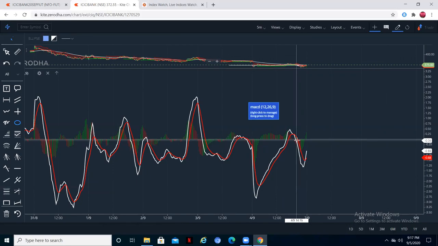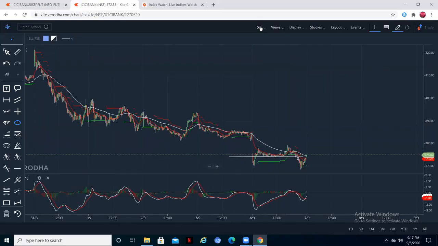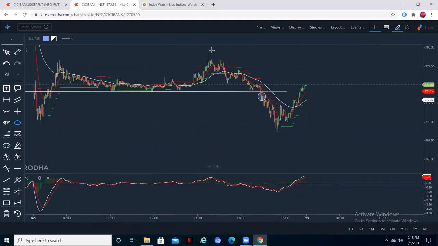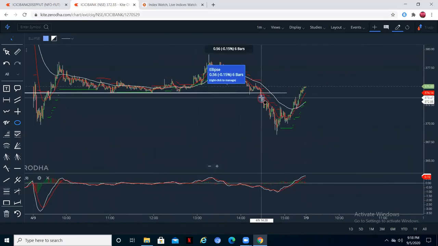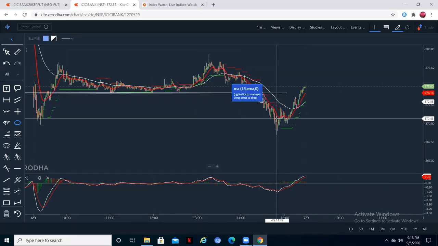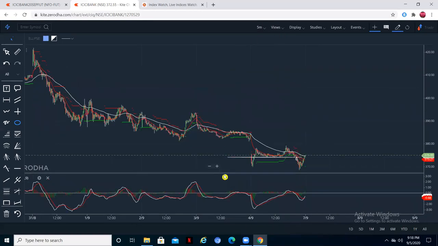So you won't be missing the entries. For example, if you remember the ICICI entry which I just showed you, you can see on the 1-minute chart the entry was at 373. You can see the time, it is 2:28. Now this is a selling trade. So I just need to confirm at 2:28 that MACD must be moving below zero on the 5-minute time frame.